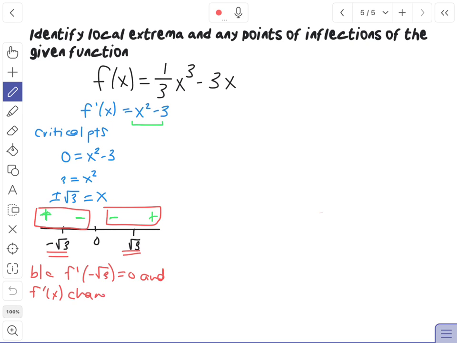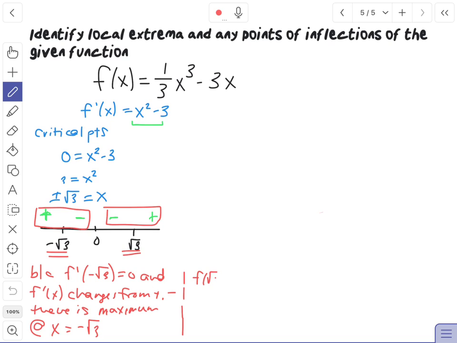changes from positive to negative, in other words, the graph is going from increasing to decreasing. There is a maximum at x equals negative root 3. Now likewise, we have the same argument for positive root 3, but it's going to be a minimum there.